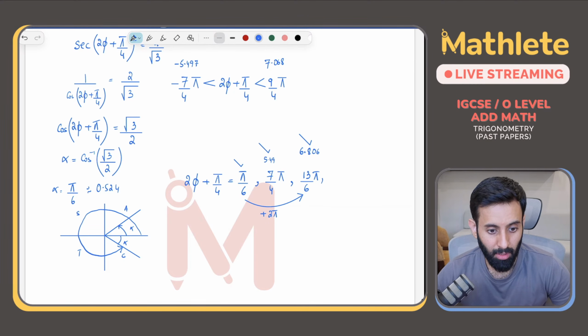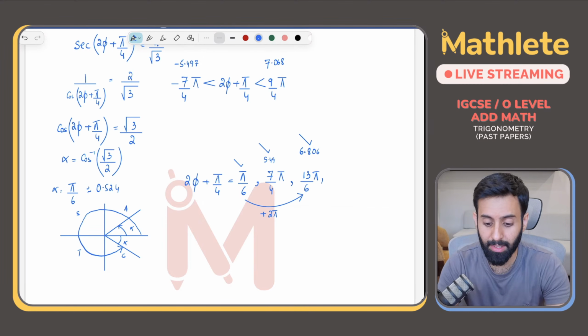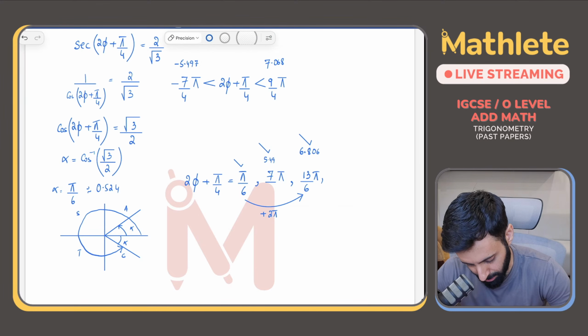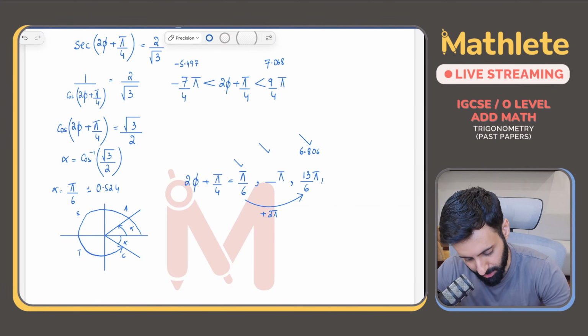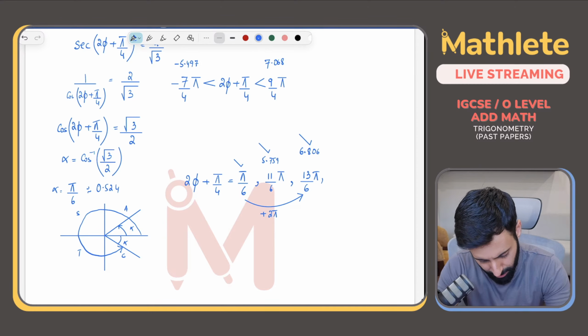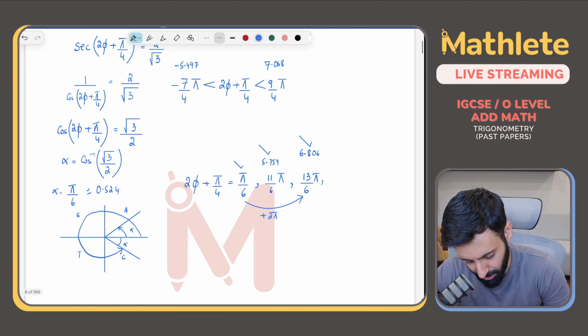11 upon 6 pi? Oh, I did, okay, you're right. I did 2 pi minus pi upon 4 instead. Yep, you're right. It's 11 upon 6 pi. Appreciate that. 11 upon 6 pi is 5.759, so that is also correct. And then 2 pi plus pi upon 6, yeah, that's 13 upon 6 pi. So that's inside the range.